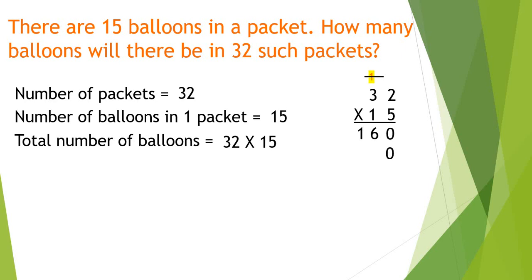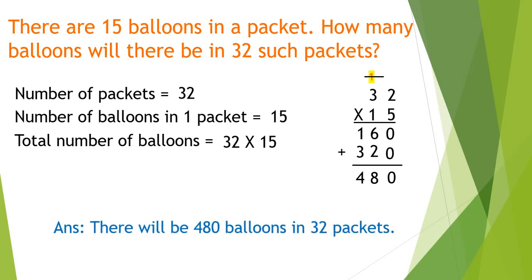Now start with the 1 table. 1 twos are 2. 1 threes are 3. Now we have 2 answers. So these 2 answers we are going to add. 0 plus 0 is 0. 6 plus 2 is 8. 1 plus 3 is 4. So we got the answer 480. Here our final answer is, there will be 480 balloons in 32 packets.